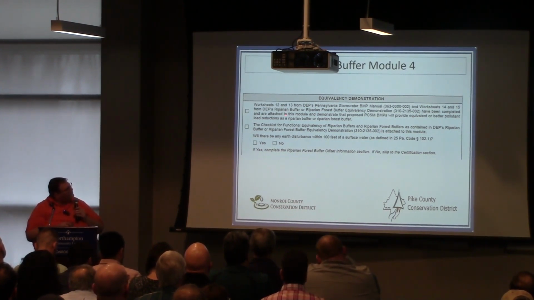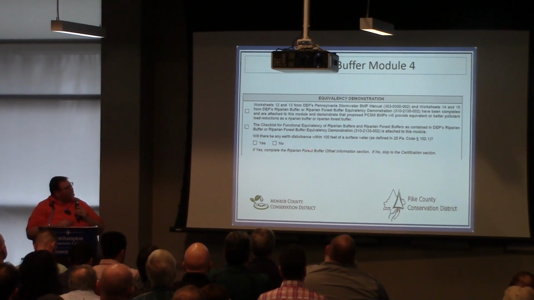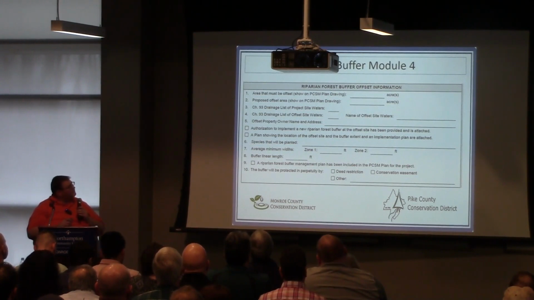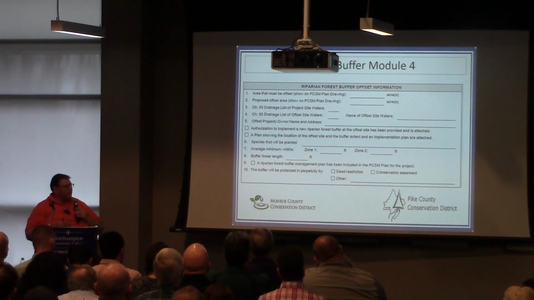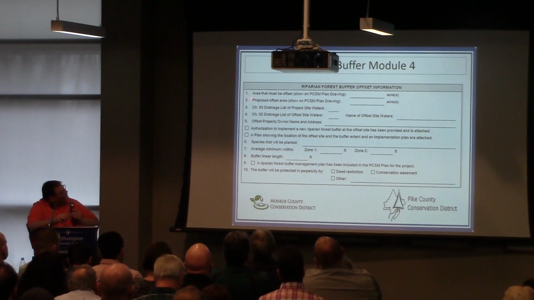And then they talk about offsetting. Will there be any disturbance within 100 feet of a surface water? If yes, you'll need to provide offsetting. And offsetting is basically providing riparian forested buffer either on-site or off-site at a 1-to-1 ratio. So again, this is nothing new. This has been in the regulation for a while. Just the information and how it's presented has changed.